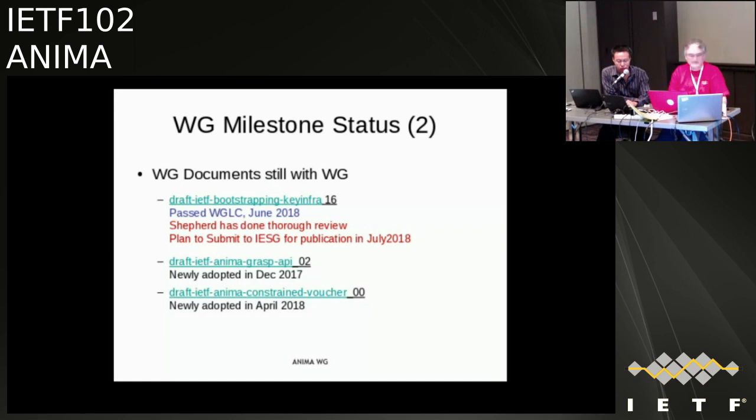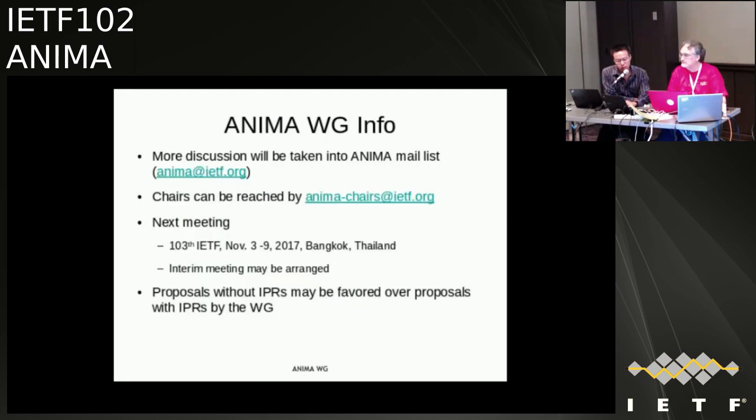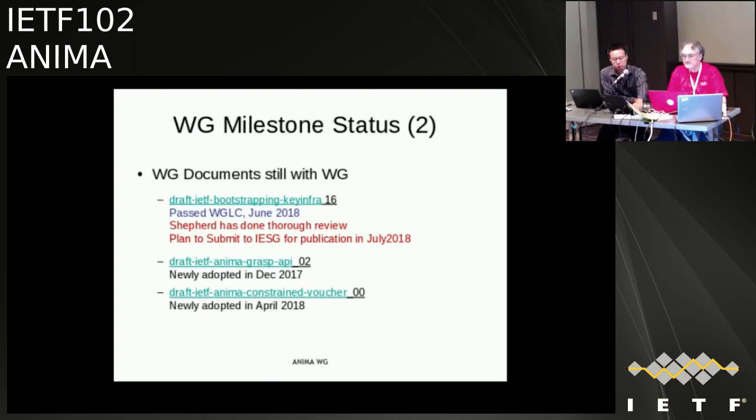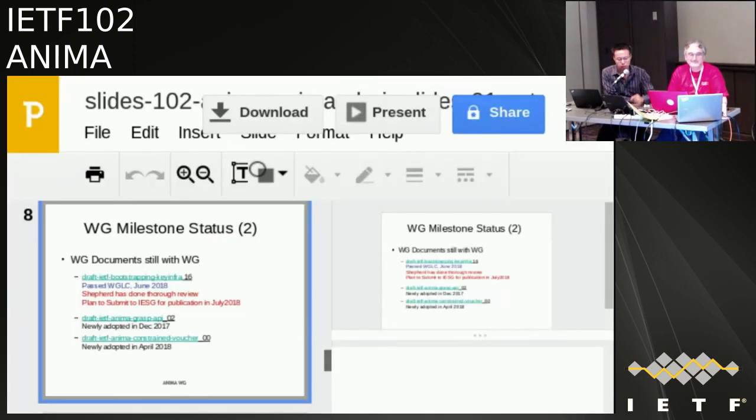GRASP API in December last year, and the constrained voucher adopted in April. And so far, do you want to give me some words for the chartering or at the end of the session? Yeah, we can take it at the end. Okay, that's the status summary. So we can start from here.